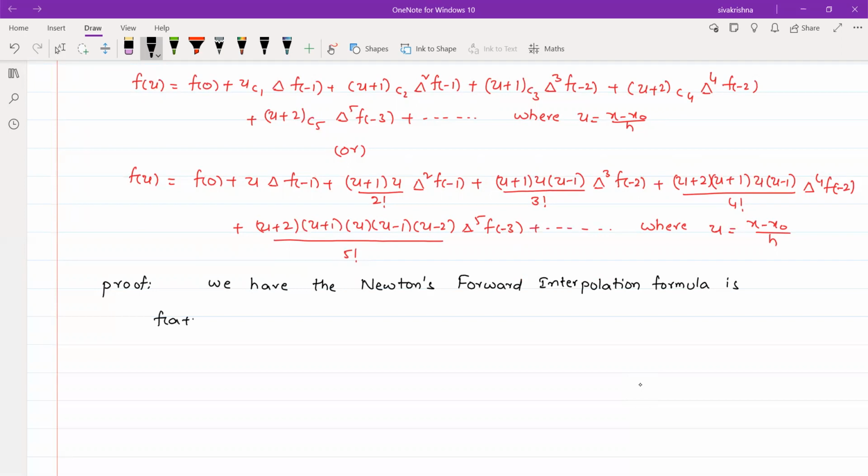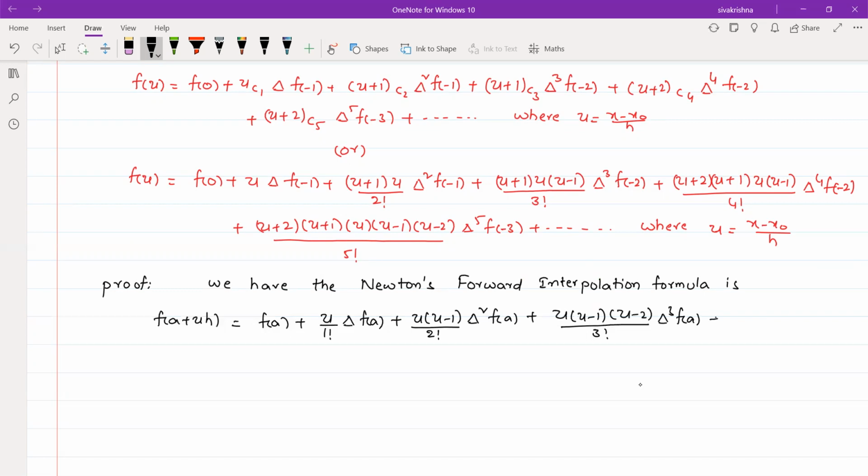f of a plus uh is equal to f of a plus u by 1 factorial into delta f of a, plus u into u minus 1 by 2 factorial into delta square f of a, plus u into u minus 1 into u minus 2 by 3 factorial into delta cube f of a, plus u into u minus 1 into u minus 2 into u minus 3 by 4 factorial into delta power 4 f of a plus and so on.